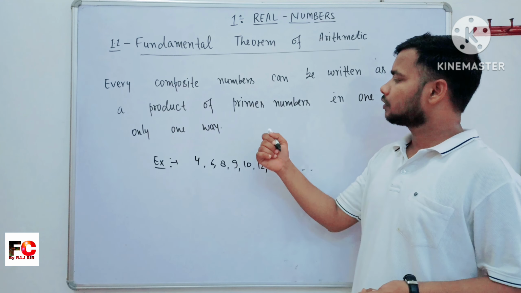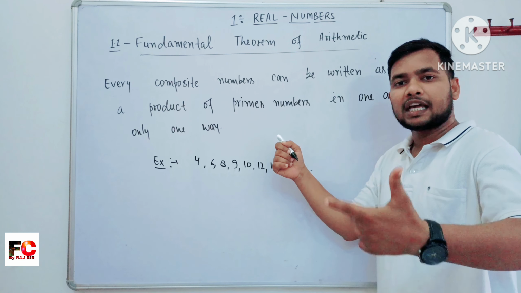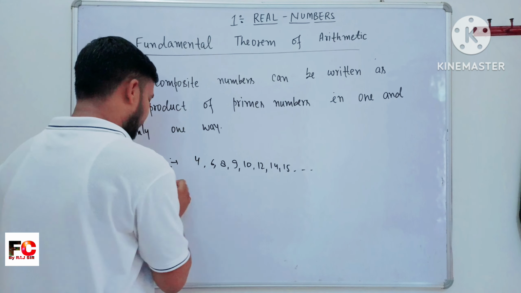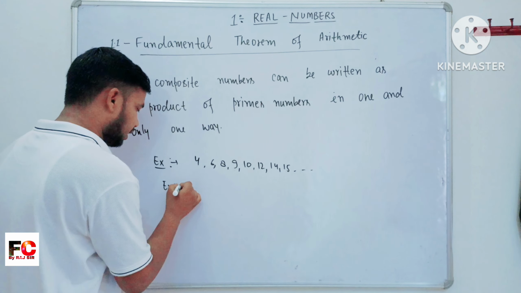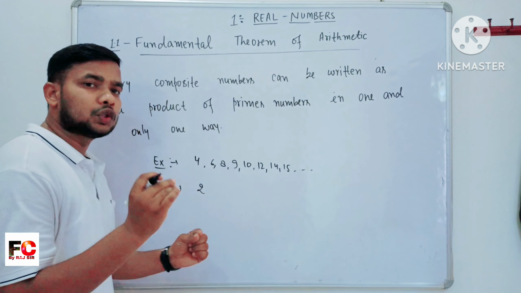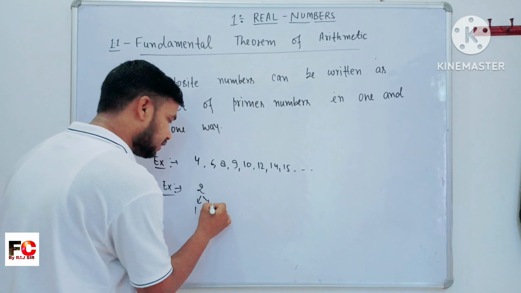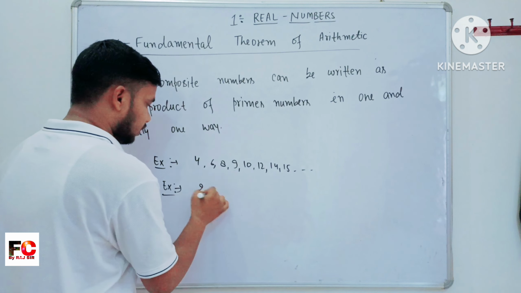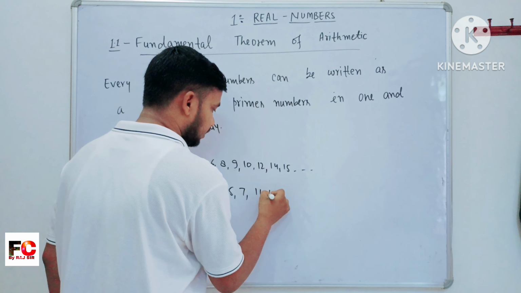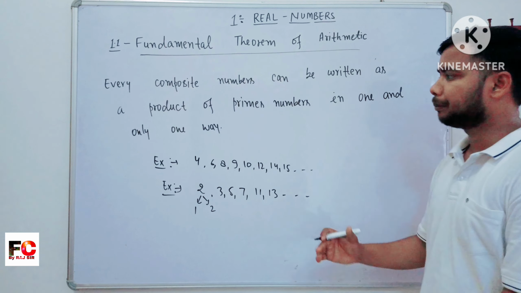The next kind of number is prime numbers. What is a prime number? Any number which has only two factors is called a prime number. The first prime number is 2, because 2 has only two factors: 2 is divisible by 1 and by itself, 2. Next are 3, 5, 7, 11, 13, and so on. These are examples of prime numbers.